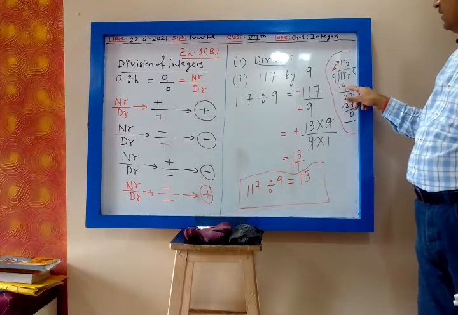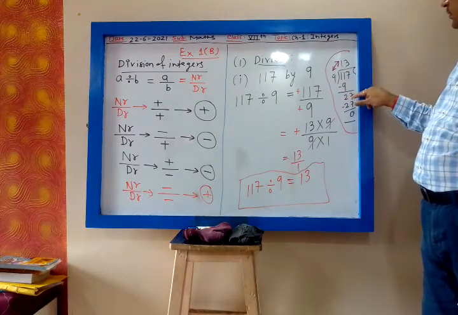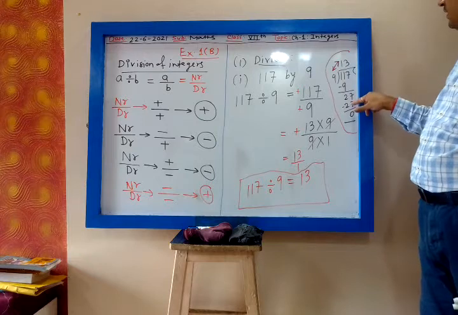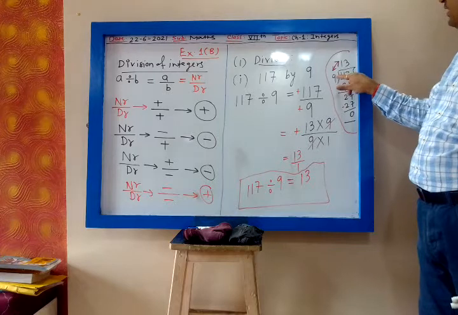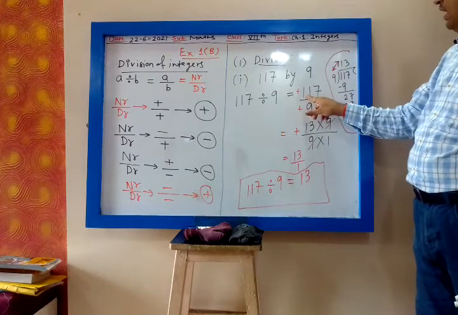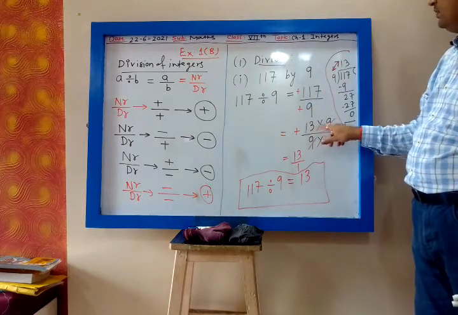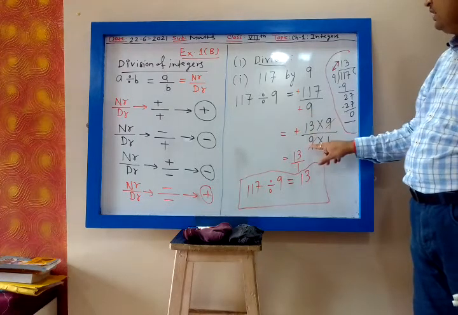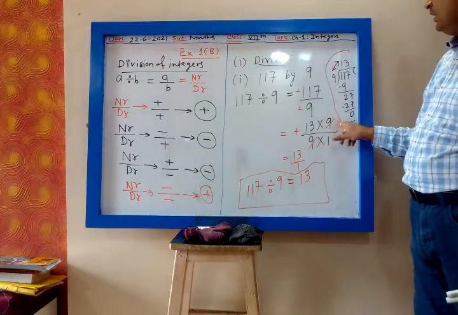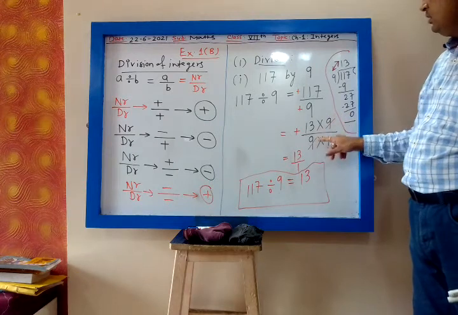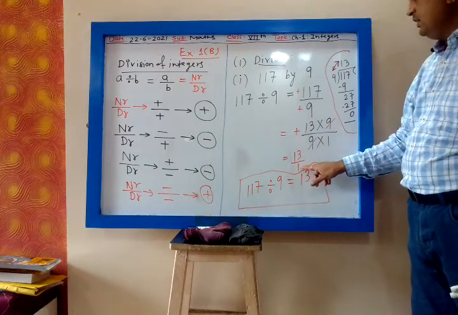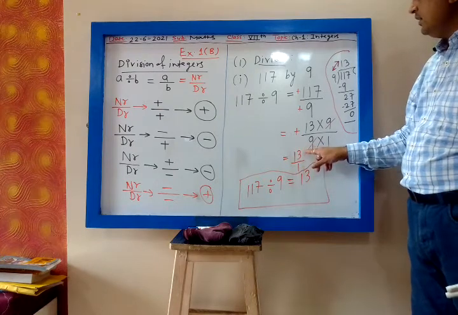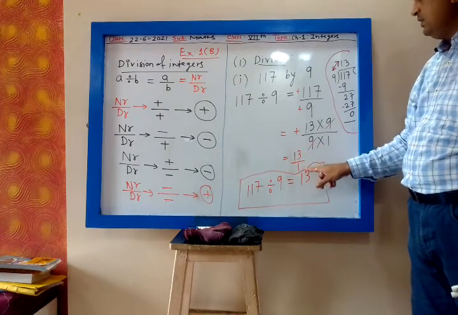9 ones are 9. 11 minus 9 is 2. 9 threes are 27. Remainder is 0. So 117 I can write as 9 into 13. I have replaced 117 by 9 into 13, and 9 I have written as 9 into 1. So 9, 9 get cancelled. Numerator 9, denominator 9 get cancelled. What is left? 13 upon 1. Now the denominator is 1, so I can write simply the numerator as the number. So 13 upon 1 is same as 13.